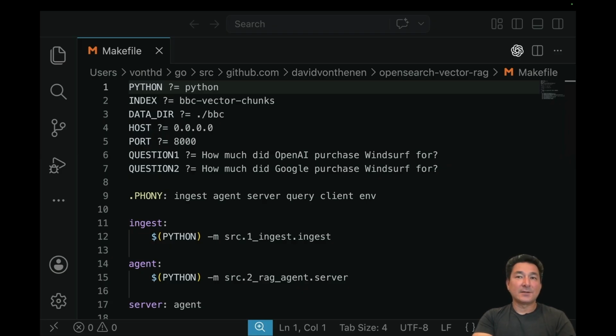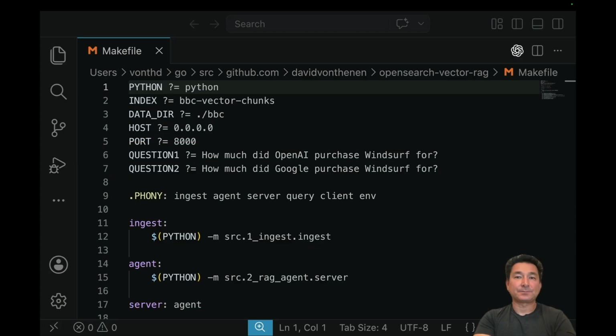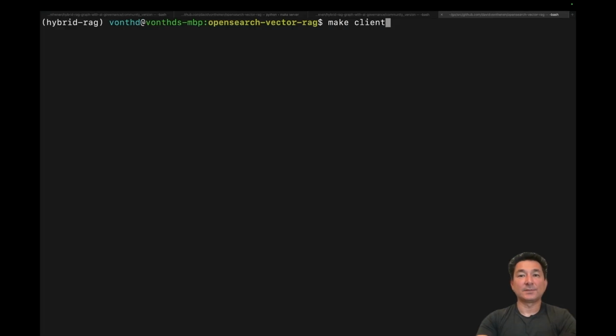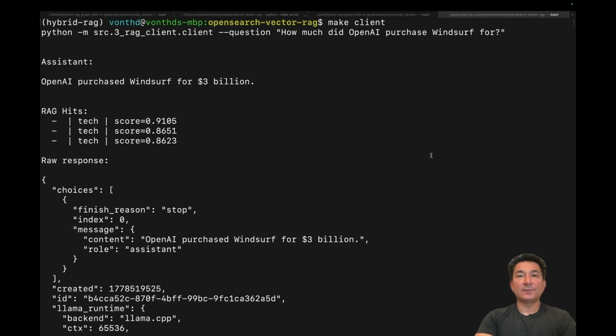We've already ingested our dataset and we're going to ask two questions. How much did OpenAI purchase Windsurf for, and how much did Google purchase Windsurf for? So let's go ahead and run our two prompts. Here you can see we have two different questions and we're also getting two different answers, even though these two events and data points have extremely high correlation to each other.